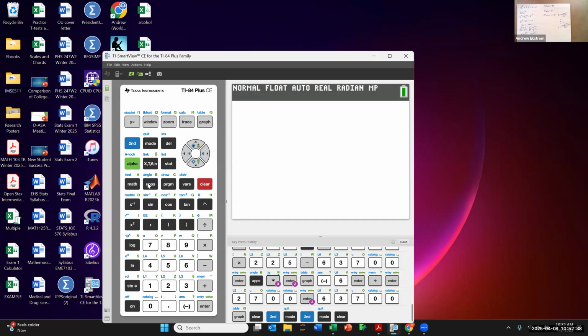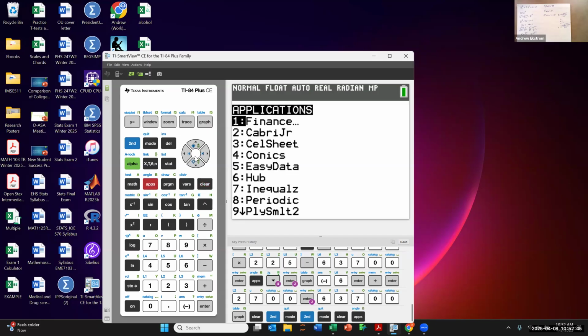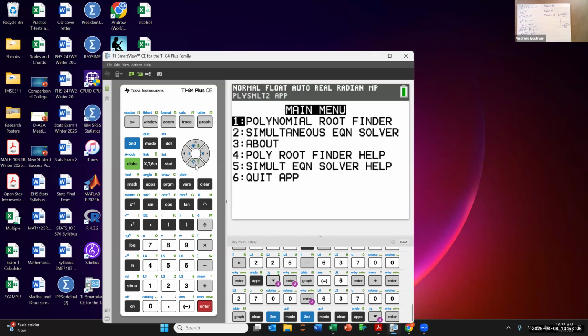So one of the things you can do, if you have a calculator that has this on it, is go to apps. You can arrow down to where it says PlySmlt2. I have no idea what PlySmlt2 stands for. But you can go to PlySmlt2 and choose the simultaneous equation solver or polynomial root finder.